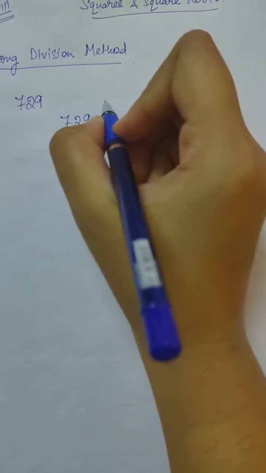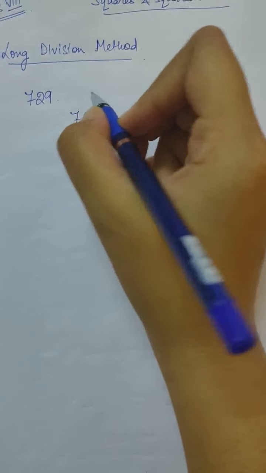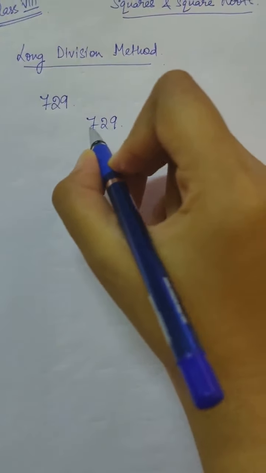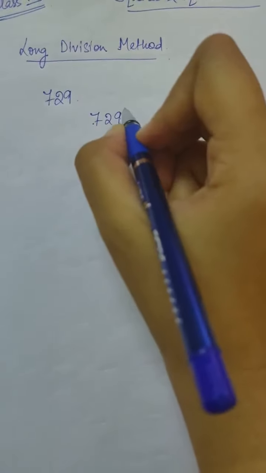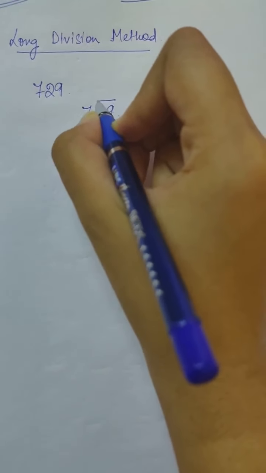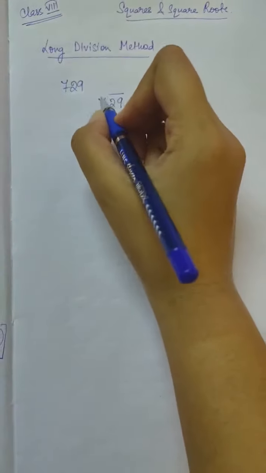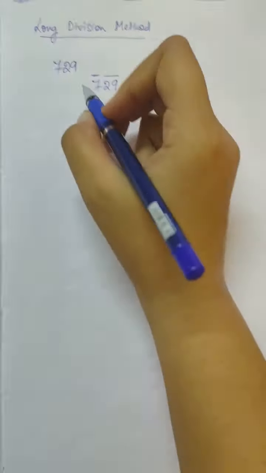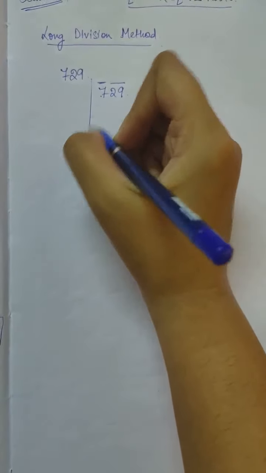How will we do that? We will go from the right side towards the left side and take two digits at a time. Here we have a total of 3 digits. So at first we start from this side. From this 9 I have taken 2 digits, so I am taking 9 and 2. Now only one digit is left, that is 7, so I have taken 7 also. Now we will see how to solve this sum.